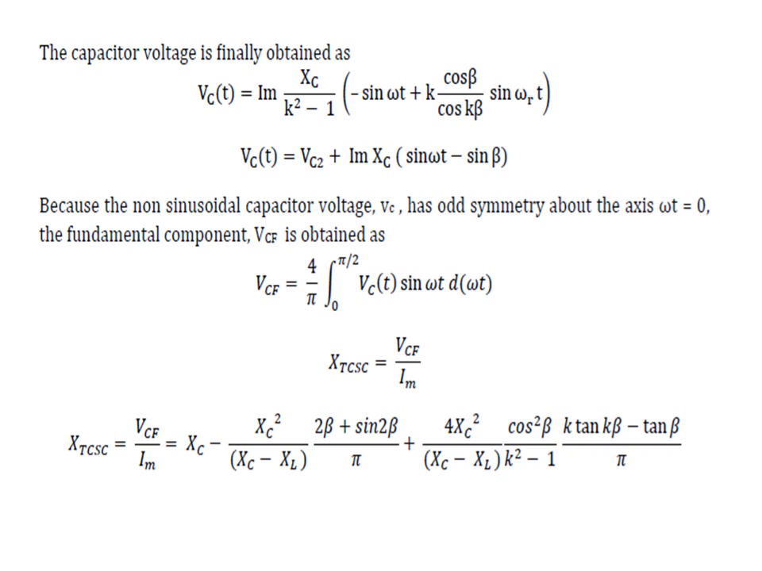Vcf divided by Im. X TCSC is equal to Vcf divided by Im is equal to Xc minus Xc square divided by Xc minus XL into 2 beta plus sin 2 beta divided by pi, plus 4 Xc square divided by Xc minus XL into cos square beta divided by k square minus 1 into k tan k beta minus tan beta divided by pi. So I think these equations are very difficult to understand. I know.